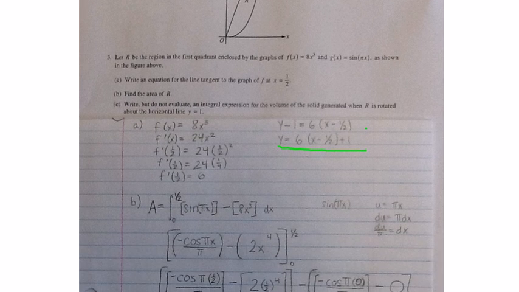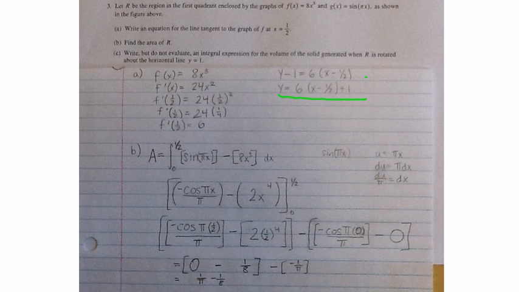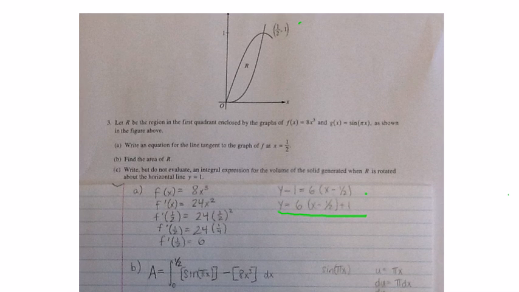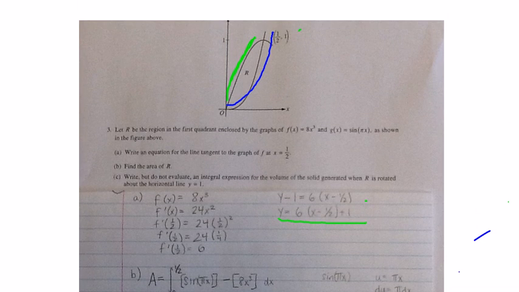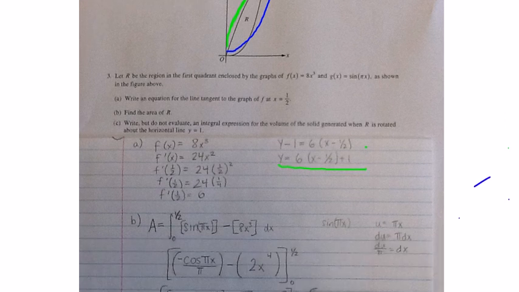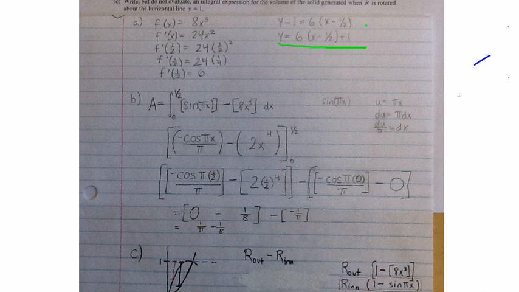And then in part B, it says find the area of R, so we see that the top, the outer radius is sine pi x, which is right here, and then we have 8x cubed right here, which is the inner. So we did the outer, which is sine pi x minus the inner, or taking the integral of that from 0 to 1/2, because the bounds are from 0 to 1/2. And then I took the integral by hand because it was a no calculator question.